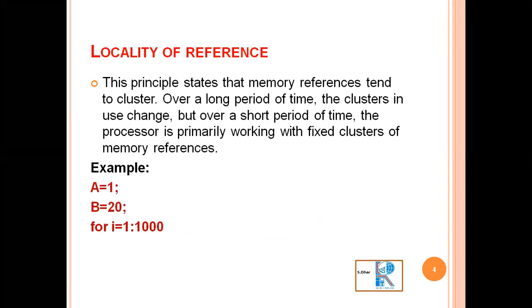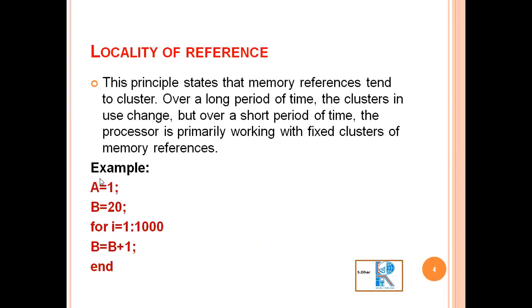Now, see here, I have already told you that there is a phenomenon called locality of reference, and cache memory mainly depends on the principle of locality of reference. Now, what is the principle? Here it is written: the principle states that memory references tend to cluster. Over a long period of time, the clusters in use change, but over a short period of time, the processor is primarily working with fixed clusters of memory references. So what is the meaning of that?